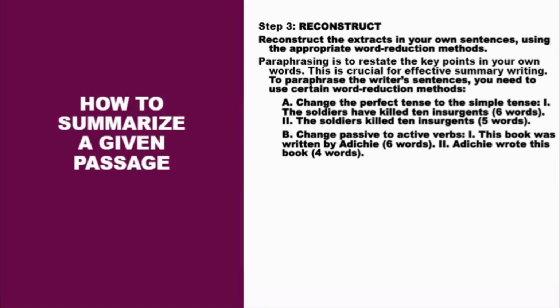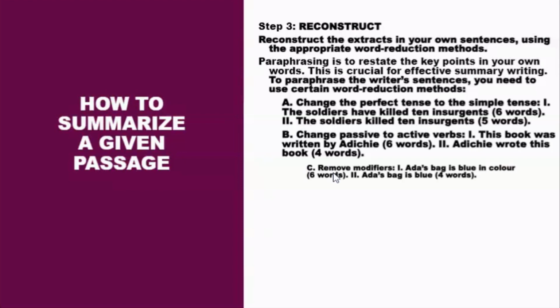Now, B, change passive to active verbs. For example, this book was written by Adichie. We have 6 words there. This is a passive sentence. Now, if we change it to an active, we reduce the number of words. And so what we have is Adichie wrote this book, 4 words. So we reduce the 6 words in the first sentence to 4 words in the second sentence by changing the passive to the active verbs.